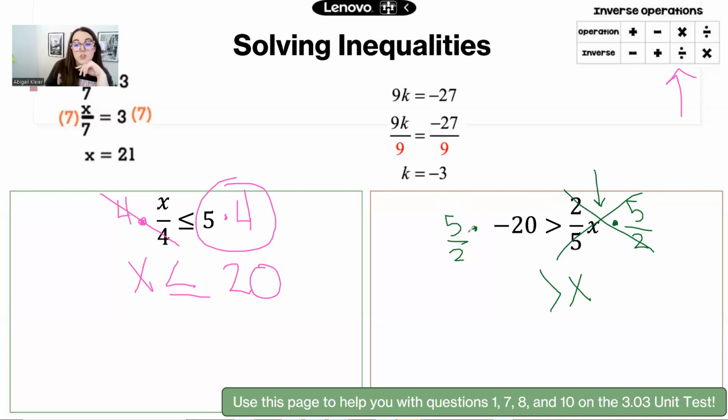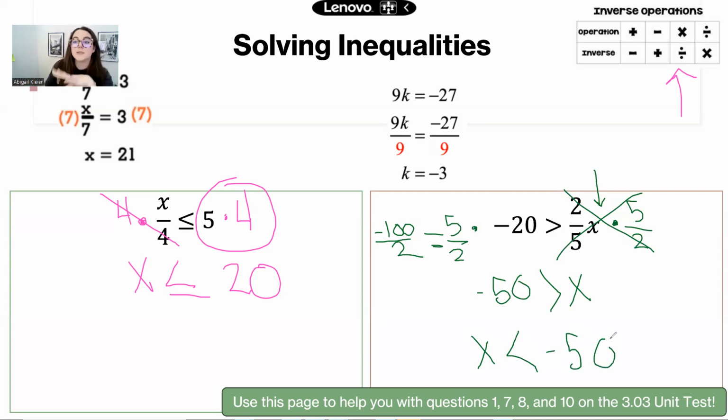We have 5 over 2 times negative 20, so that is going to be negative, and again, if you need to use your calculator, you can, negative 100 over 2, which simplifies to negative 50. And then again, because this is backwards, we can rewrite this. X is less than negative 50.